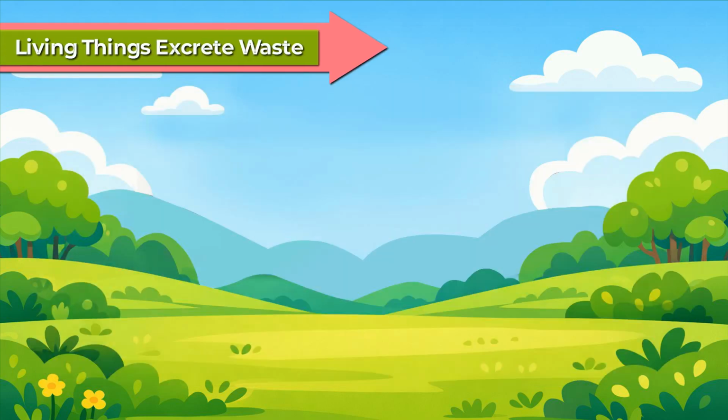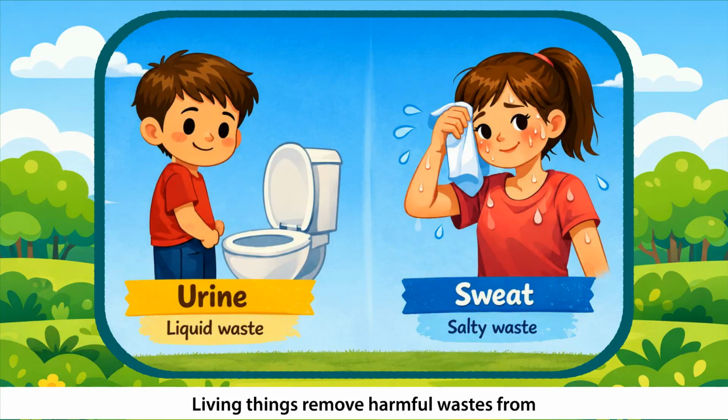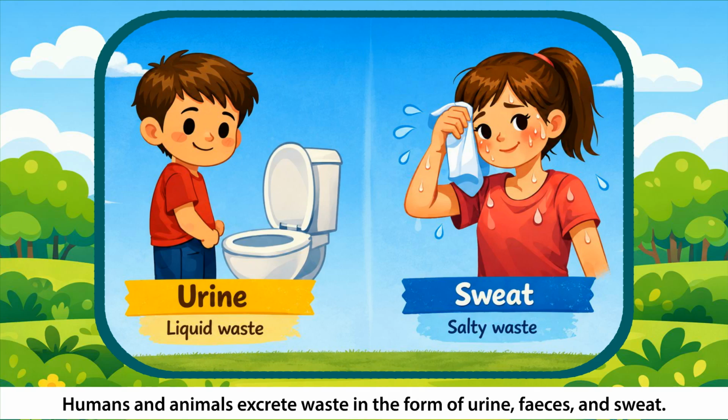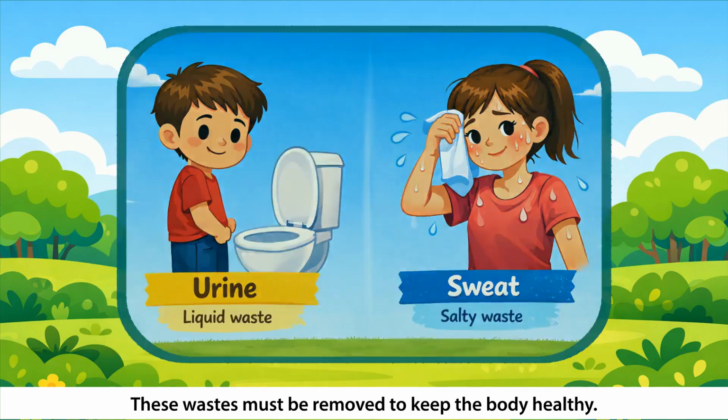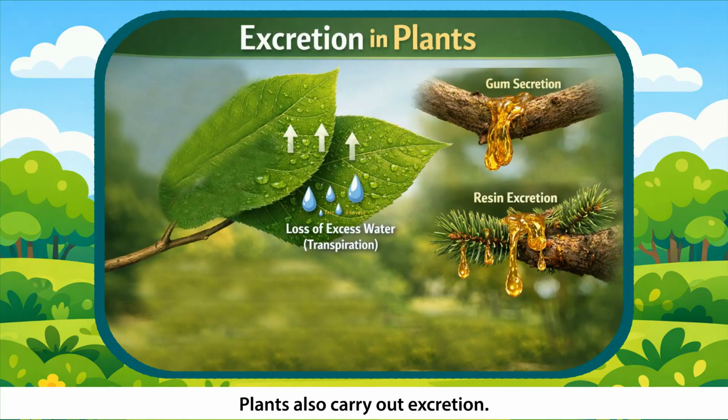Living things excrete waste. Living things remove harmful wastes from their bodies through a process called excretion. Humans and animals excrete waste in the form of urine, feces, and sweat. These wastes must be removed to keep the body healthy. Plants also carry out excretion.